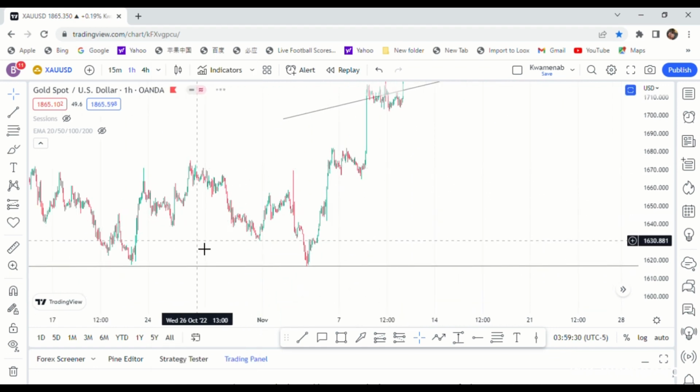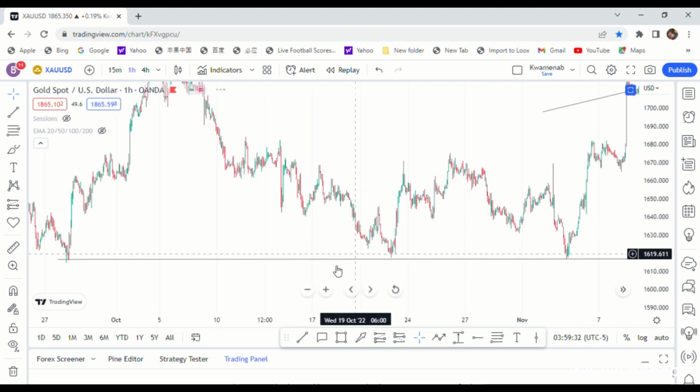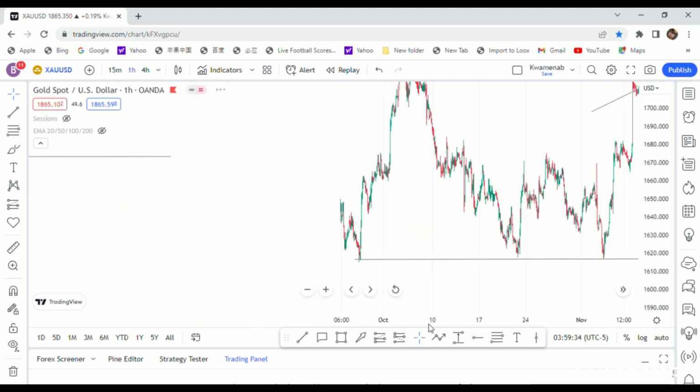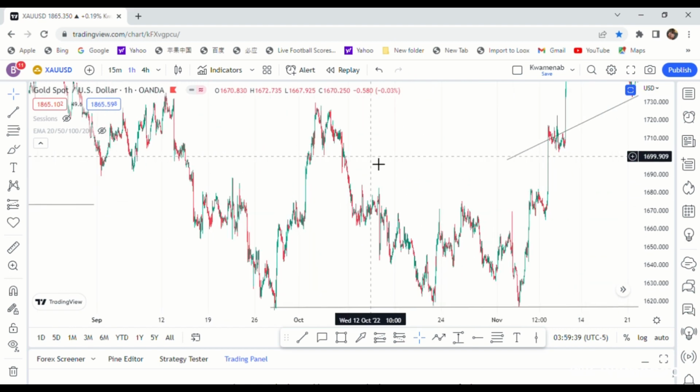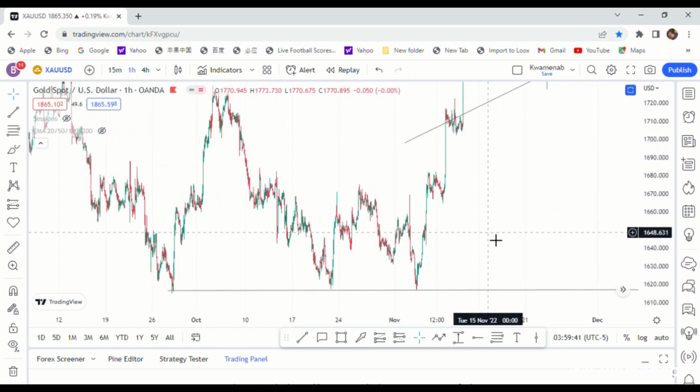So I just want to go through some past data for us to see how the supply and demand works. Okay, supply and demand to me is like the easiest strategy that anybody can trade. Trust me.